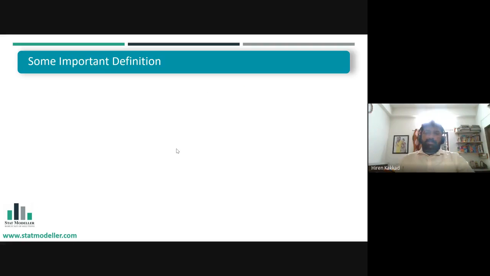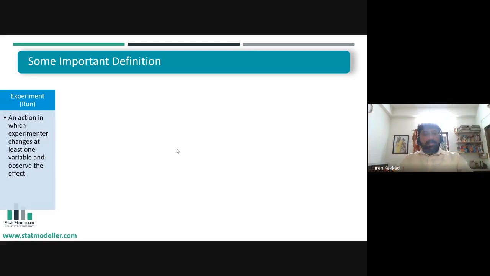Now, some of the important definitions that we should look at. What do we mean by the experiment or the run? It is an action in which the experimenter changes at least one variable and observes the effect. One variable, that is what? It may be our factor, right? So at least one of the factors we are changing, and then we are observing the effect of changing them, right? That is called an experiment.